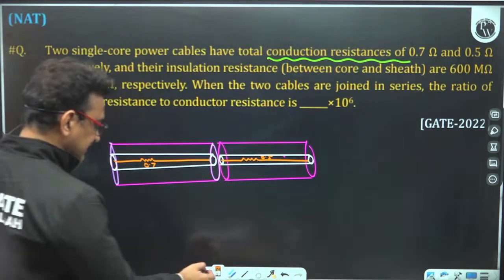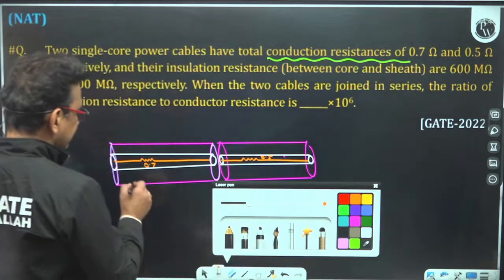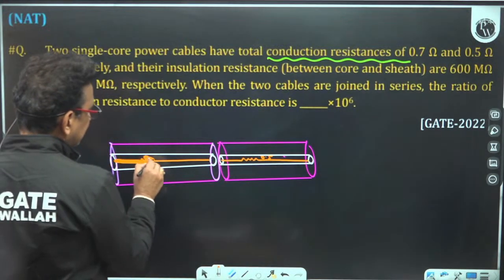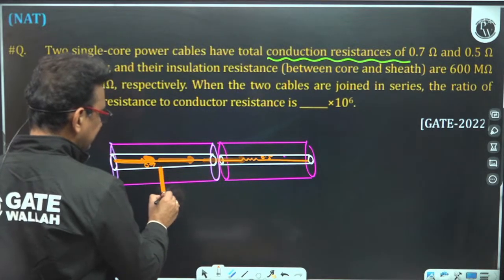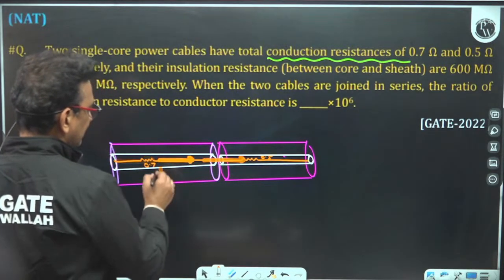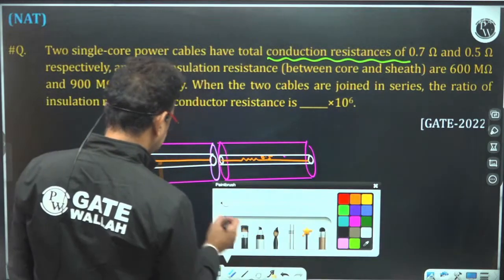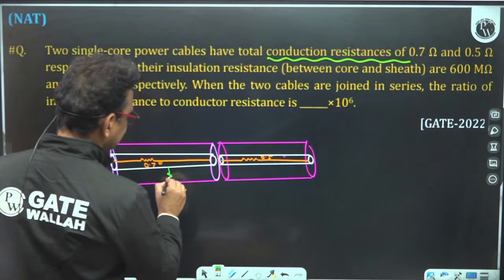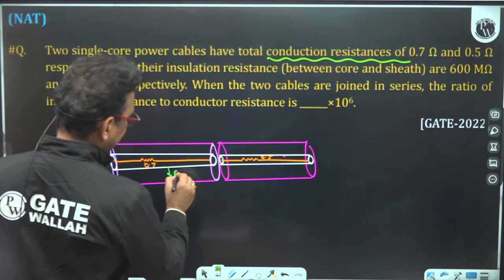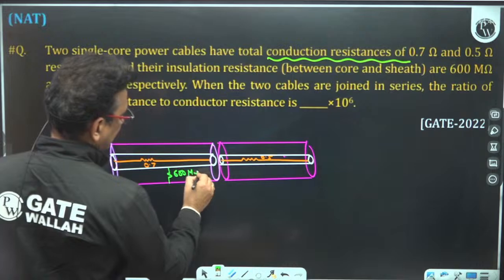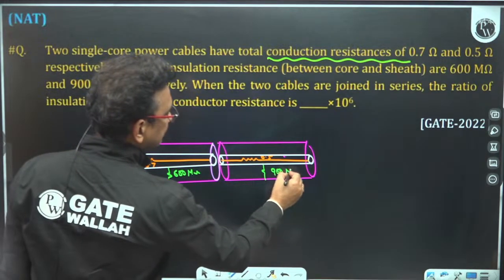Now the insulation resistance means what? That is the resistance offered to the leakage current. This is the direction of conduction current flow, but this is the direction of leakage current flow. The leakage current will flow from conductor to ground. So the resistance of insulation here is 600 mega ohm, and this is 900 mega ohm. Are you getting my point?